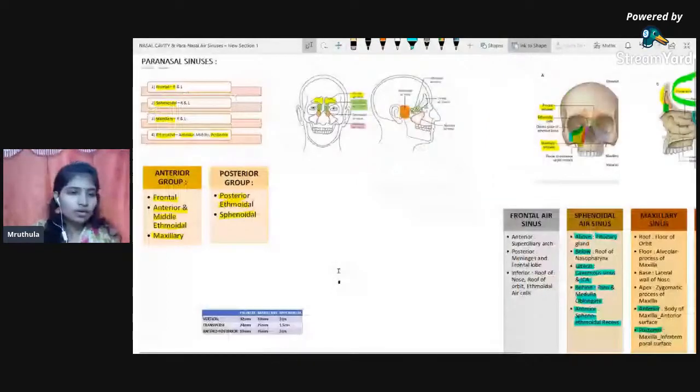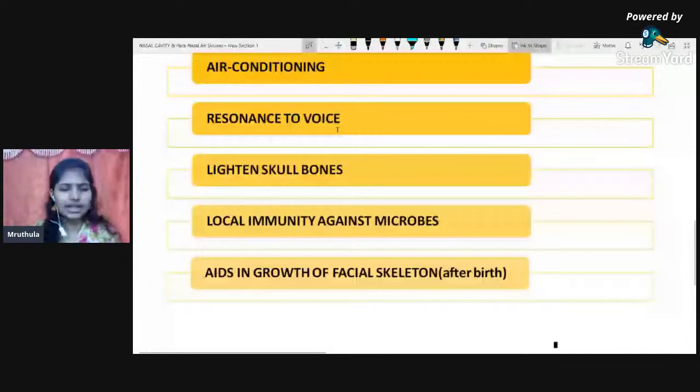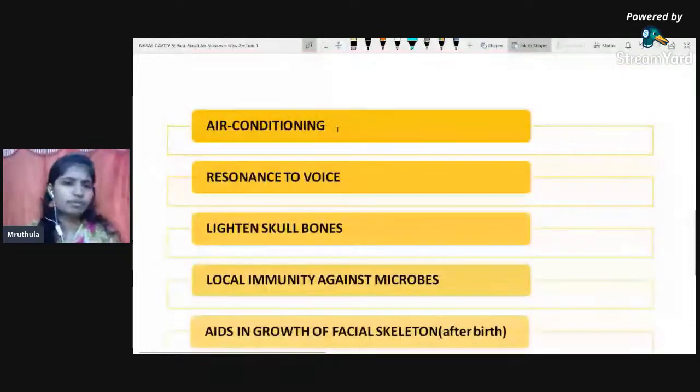Okay. Now let us see the importance of the paranasal air sinus. Okay. We are saying paranasal air sinus again and again. Why is it so important? Right. One thing you can say, the possibility of sinusitis. Okay, that's a condition which is very painful. So that is one reason, right?